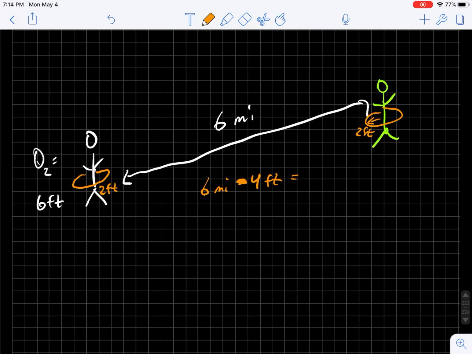So for 6 miles, we're looking at 5,280 feet per mile, so you're looking at approximately 31,000 feet. And the distance between them is going to be minus 4 feet, so 30,996 feet. That's essentially the same as 31,000 feet. I mean, if we go to 2 sig figs, they're the exact same number.